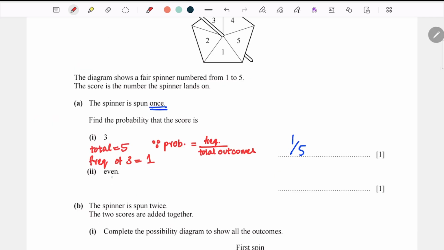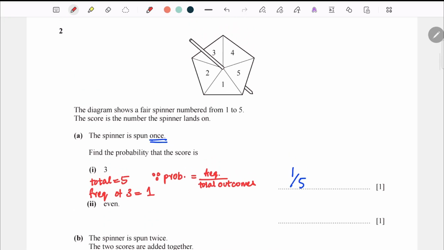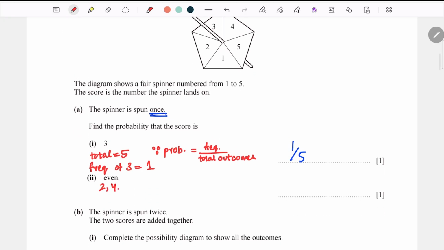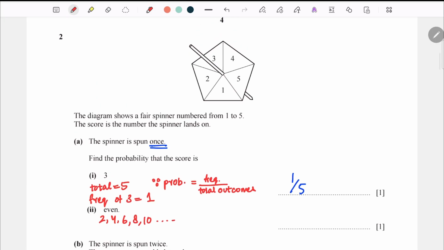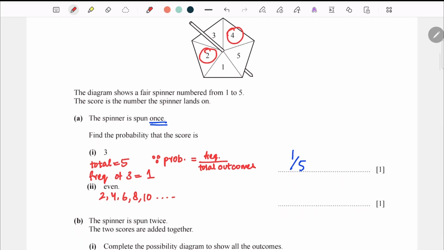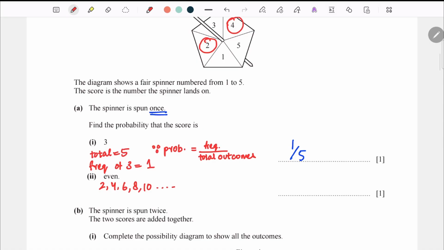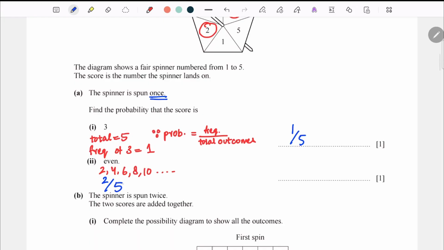Then in part 2, even. Find the probability that the score is even. Even numbers are basically 2, 4, 6, 8, 10, etc. Here on the spinner, there are 2 possibilities for an even outcome, that is 2 and 4. So the final probability will be 2 divided by total, that is 5. So the final probability for an even number will be 2 divided by 5.